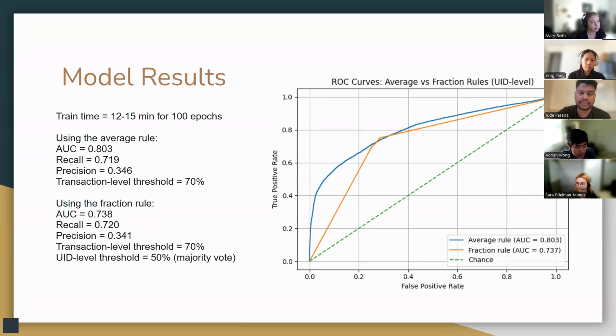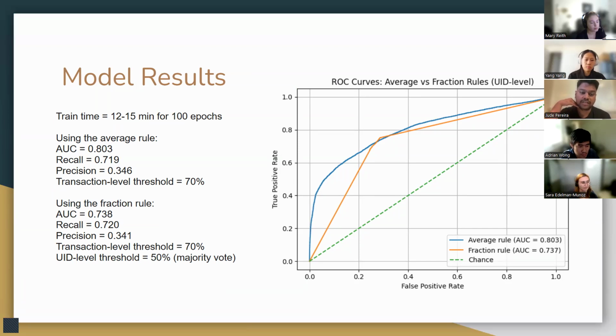Our performance metrics are as follows. Our train time is about 12 to 15 minutes for 100 epochs. Using the average rule, we achieved an AUC of 0.803, a recall of 0.719, and a precision of 0.346. Using the fraction rule, we have an AUC of 0.738, a recall of 0.720, and a precision of 0.341.